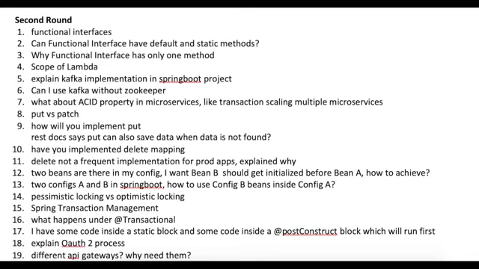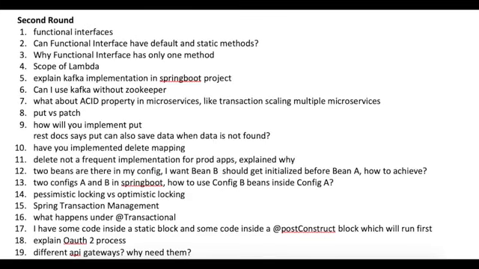So let's move on. Two configurations are there, configuration A and configuration B in my Spring Boot. How to use configuration B beans inside configuration A? Spring gives you different options to do it. There are two annotations you can use, @Import and @ImportResource. You can use these to import the beans from configuration B inside configuration A. Pretty straightforward.